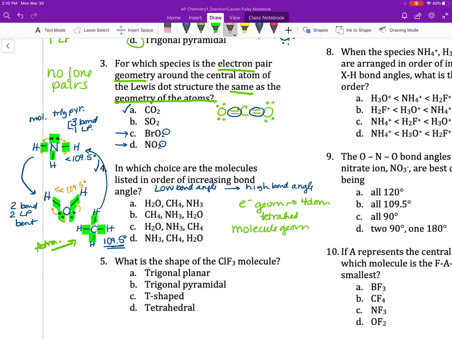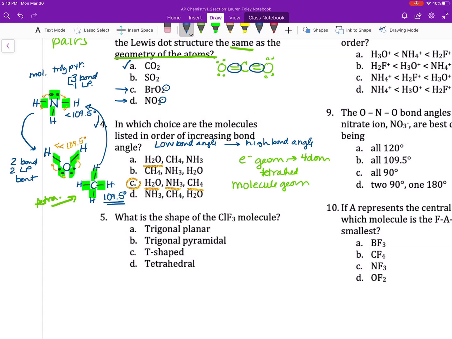So looking at these answer choices, if I'm putting this in order from the smaller bond angle to the larger bond angle, water would have the smallest bond angle because it has the 2 lone pairs and 2 bonds. Ammonia would have the next highest bond angle because it only has the 1 lone pair with the 3 bonds, and then methane would have the highest bond angle at the standard 109.5.